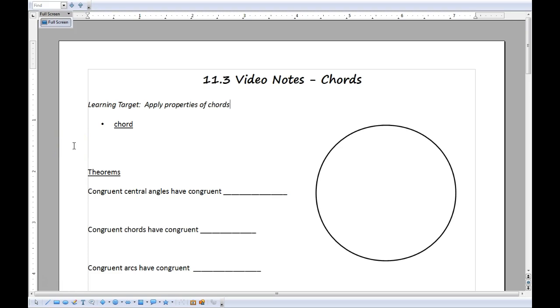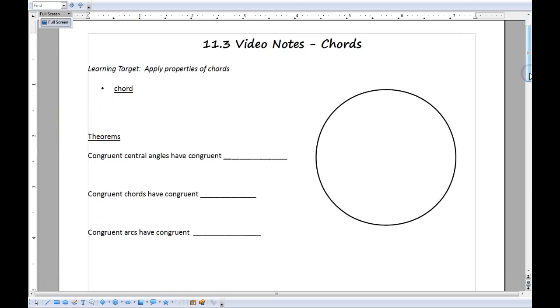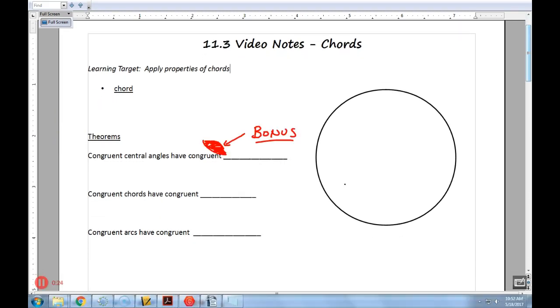Start off with a definition, and then we'll have a few theorems or properties, and then we'll bust into some example problems. So first thing, what is a chord? Well, basically a chord is a line segment whose endpoints lie on the circle.